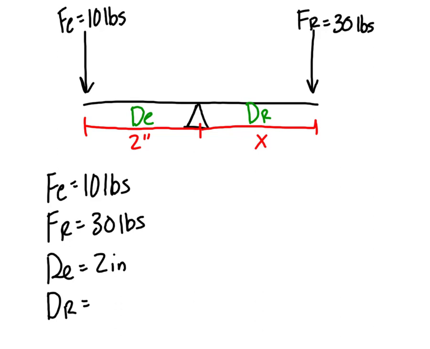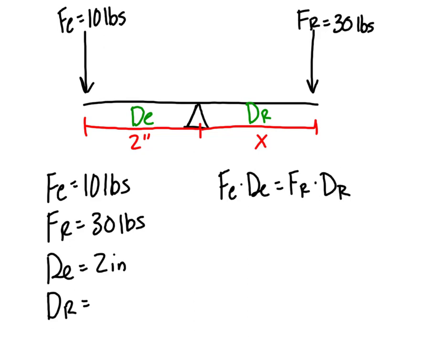So do we have a formula? So we just did givens and unknowns. Do we have a formula that has DE, DR, FR, and FE in it? Yeah, that formula. What's that formula called? Static equilibrium. So FE times DE equals FR times DR.